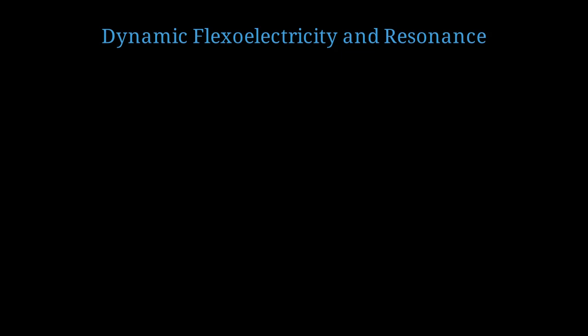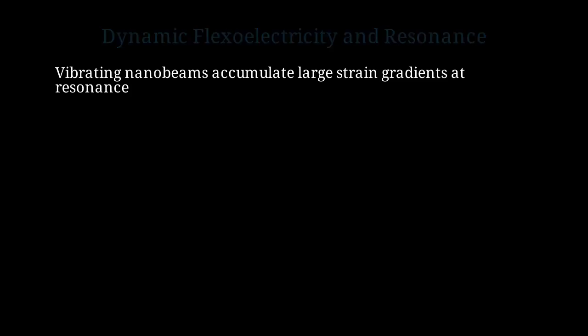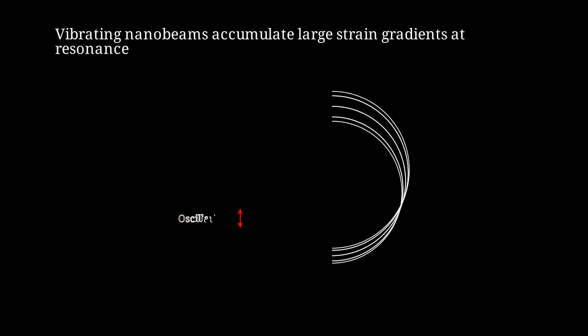Flexoelectricity becomes even more interesting under dynamic conditions, especially near mechanical resonances. When a nanobeam or nanomembrane vibrates at its mechanical resonance frequency, the amplitude of vibration is greatly enhanced, creating enormous dynamic strain gradients. This visualization shows a vibrating nanomembrane. The oscillating curvature creates alternating strain gradients, generating an AC voltage through the flexoelectric effect.